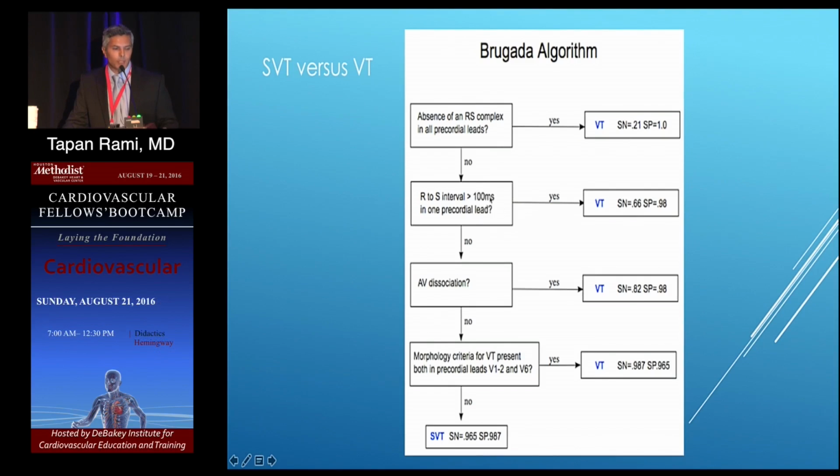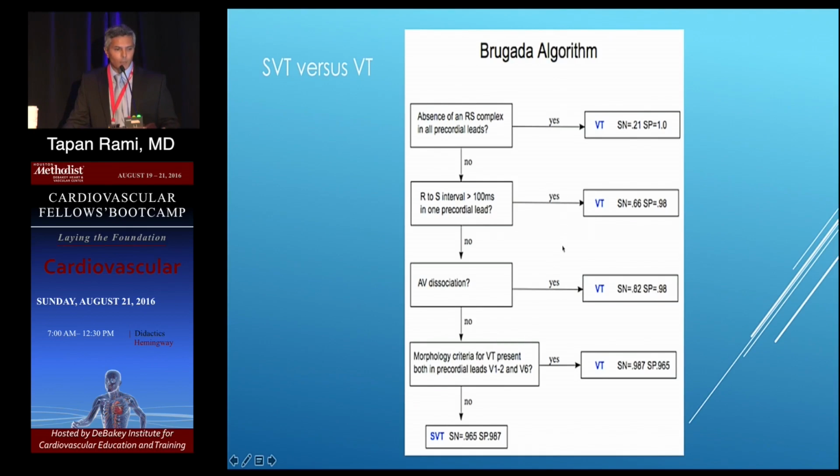Next, if there's any significant delay in the R to the S nadir. So again, if your electrical activation sequence is starting off in the His-Purkinje system, it should be very rapid. But if it's delayed, again, that suggests VT. AV dissociation, if you see it, great, but you're not always going to see it. And then there are morphologic criteria, which are a little more difficult to remember. But if you think of the underlying mechanism, it makes it a little simpler.